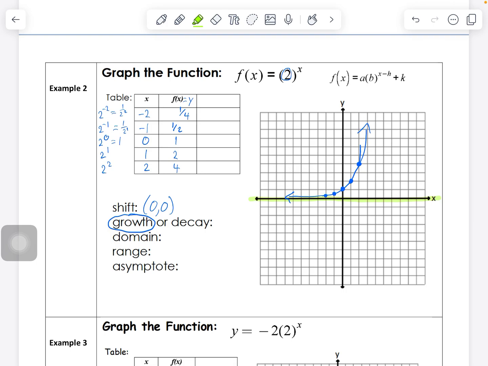The reason for that is because there's not an exponent, 2 to some power, that would ever get us to 0 itself. We can get really, really close, but never get to 0 or below it, like a negative value.